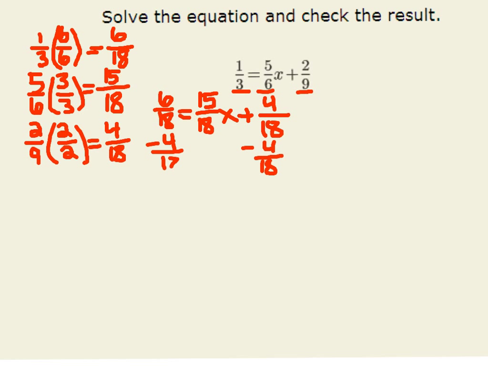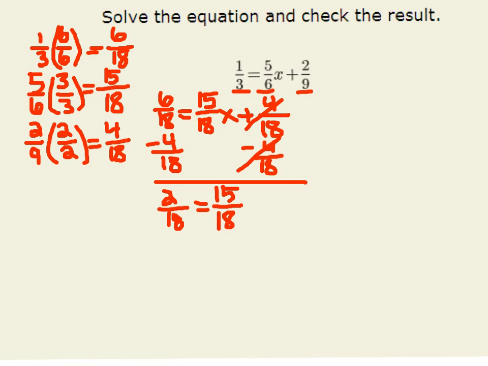Subtract 4/18 from this side also to maintain that equality. On this side, positive 4/18 and negative 4/18 cancel out. On this side, I get 6/18 minus 4/18, which leaves me with 2/18. And that equals, we still got our 15/18 x over here.